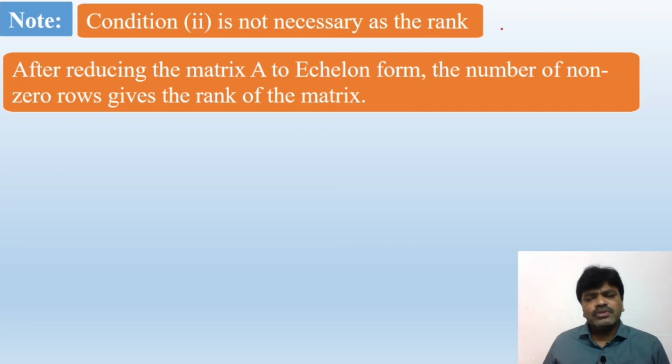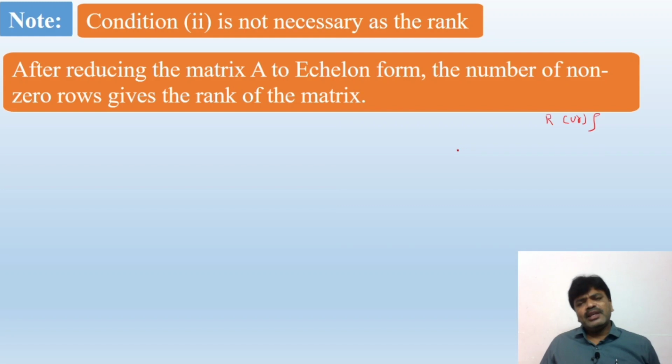How many non-zero rows, friends? 2. Number of non-zero rows is 2. So the rank of the matrix is 2, friends. Now the rank is denoted by capital R, rho, friends.